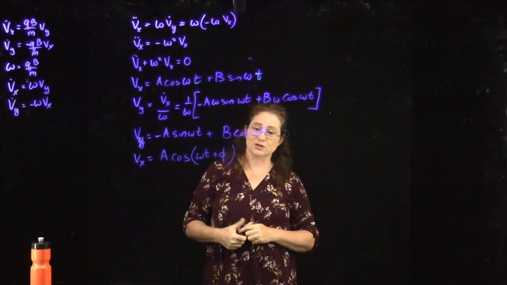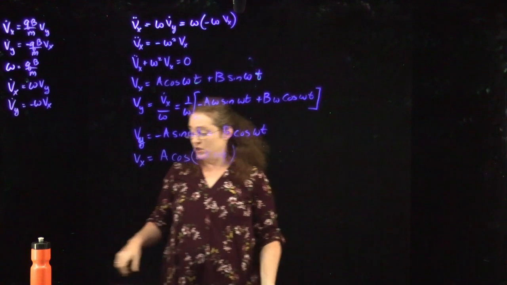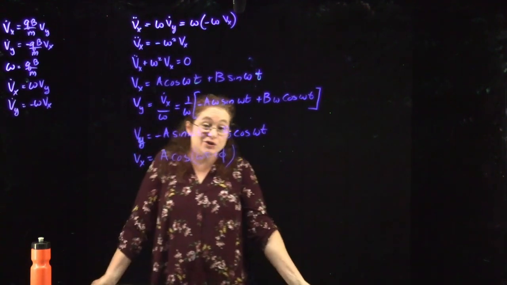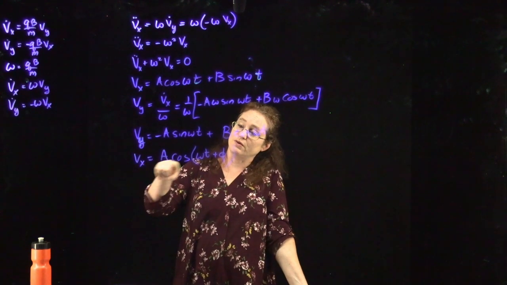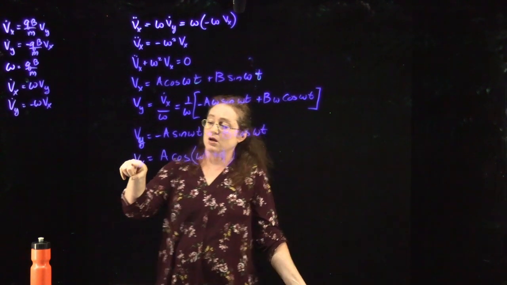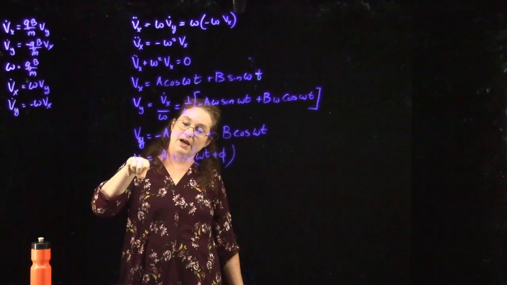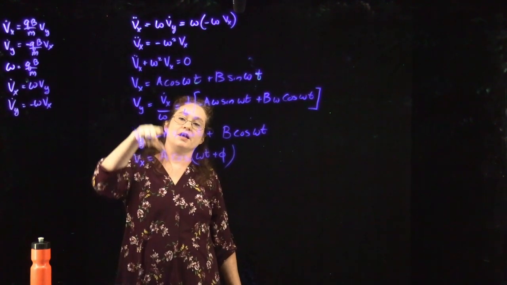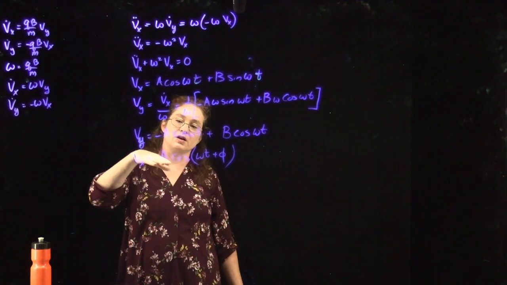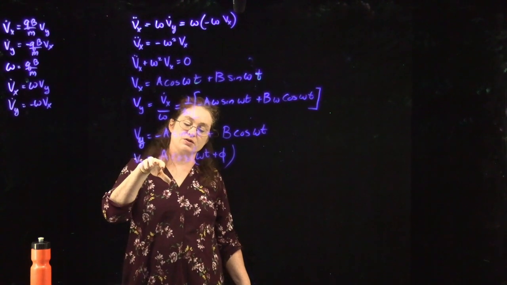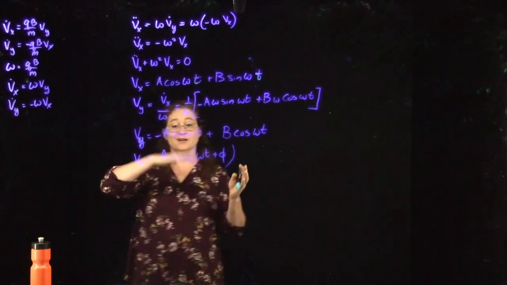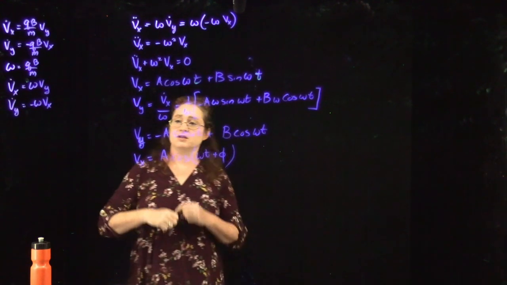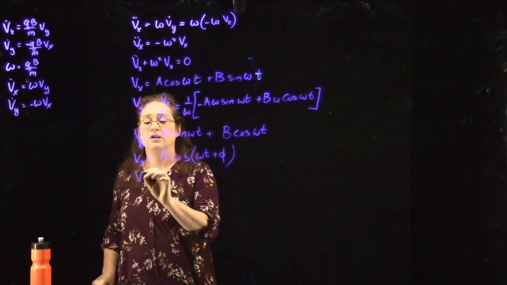If you use that as a trial solution, you would see that in fact it also works. When you take the derivative, you will get an omega, and you would get that there's a phase difference between the x and y components. They are exactly out of phase. Let's do that trial solution real quick.